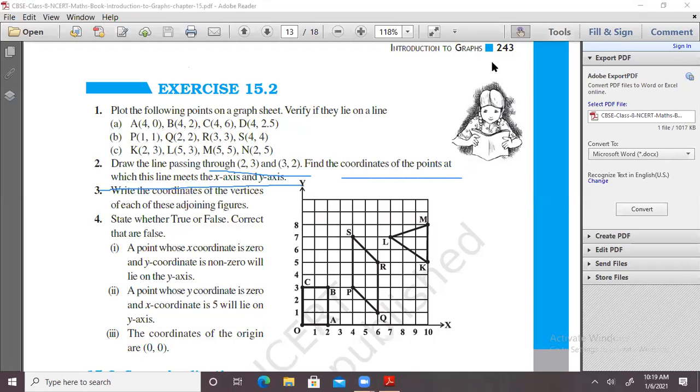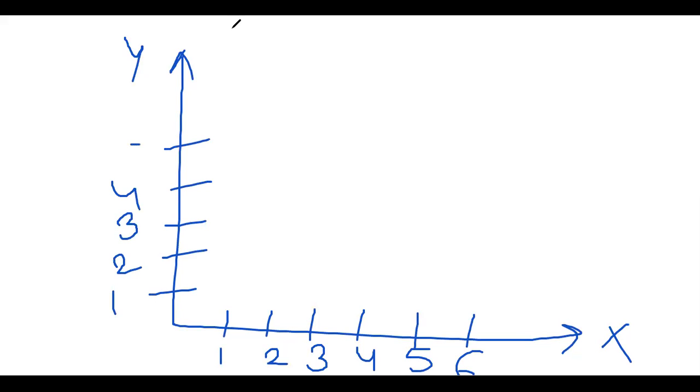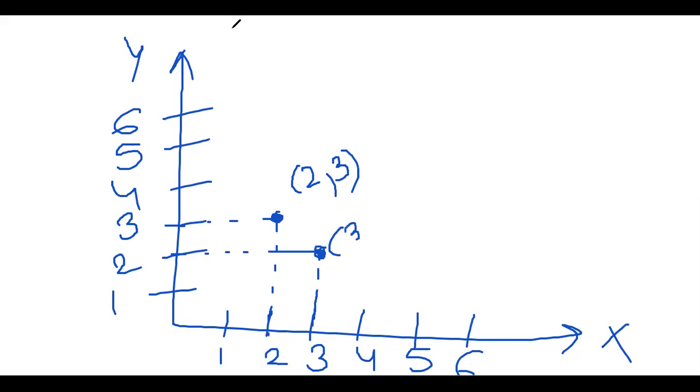ठीक है, सो फर्स्ट ऑफ ऑल you will draw the axes, x and y. Let's take the numbers 1 2 3 4 5 and 6 at equal gaps. The first point you are to plot is 2 3, x 2, y 3, this point. You can give the name A also, 2 comma 3. Another point is 3 comma 2, that is x 3, y 2, this point is 3 comma 2.